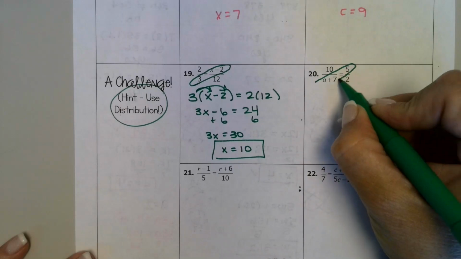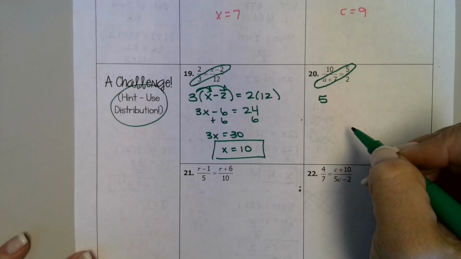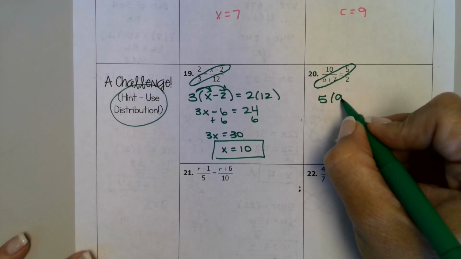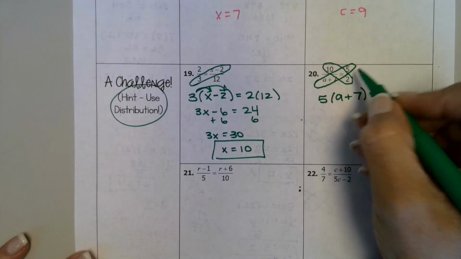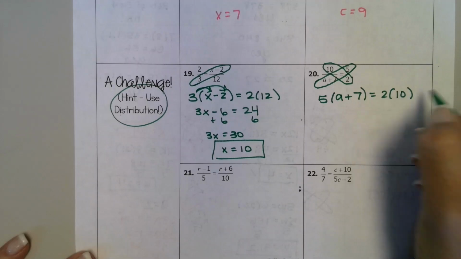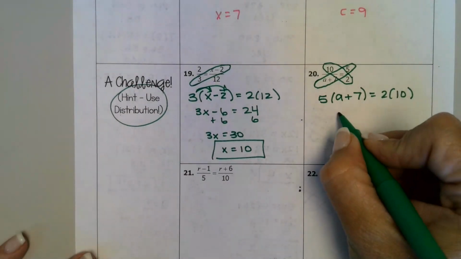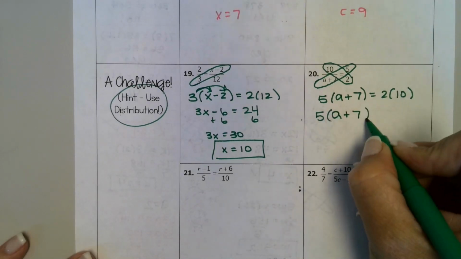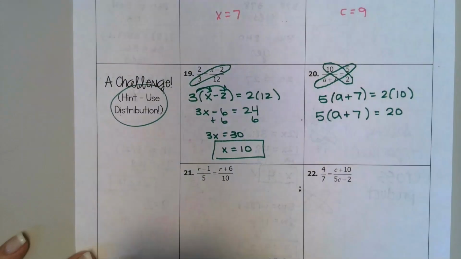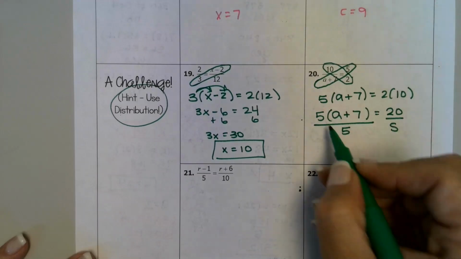If I do this one, I have 5 times the entire numerator. So the entire numerator is a plus 7. And then on the other side, it goes this direction, so 2 times 10. So this time I'm going to divide instead of distribute. So this side becomes a plus 7. Let me leave the 5. I'll keep another step in here. And that equals 20. So now I'm going to divide the whole thing by 5 and the whole thing by 5 here. So this cancels.